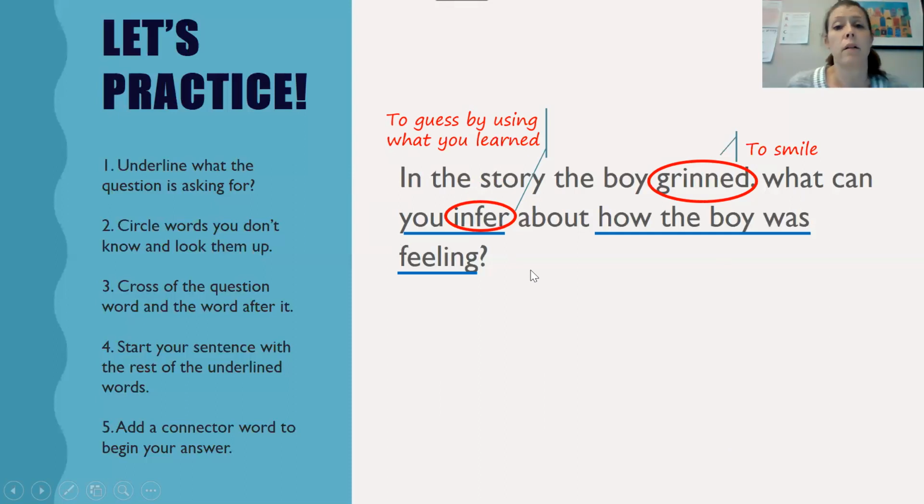Happy. Deborah, happy is not an answer. That's just one word. We have to make an answer. I think we're ready to make an answer. So what are we going to do?